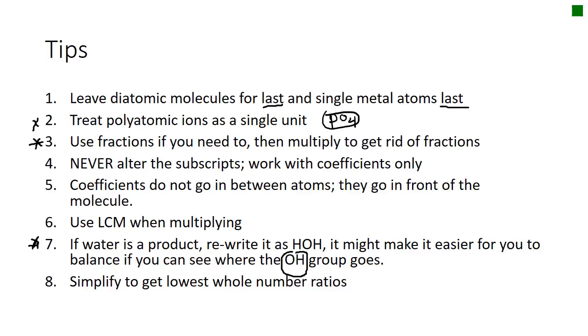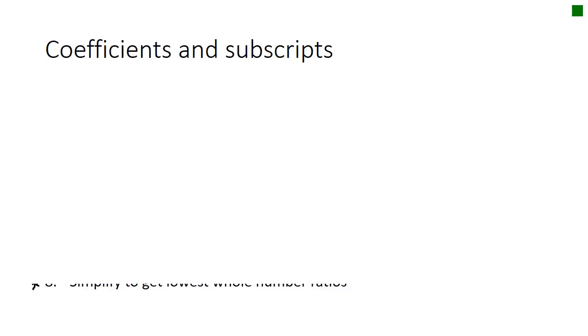And simplify to get lowest whole number ratios, which is actually mandatory. That's something that you need to do. Of all the tips that I've given you, I highlighted 2, 3, 7, and 8 as being really, really good ones to use. We talked about coefficients and subscripts, so I'm just going to skip this.